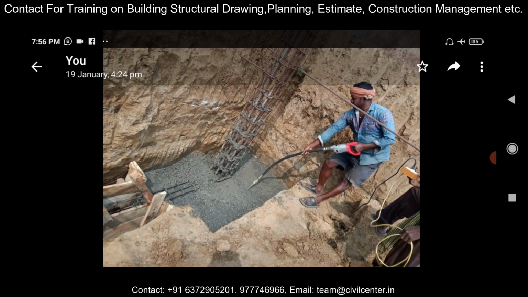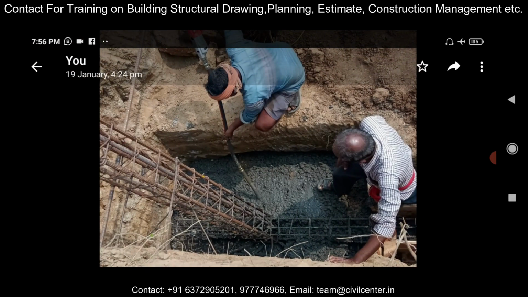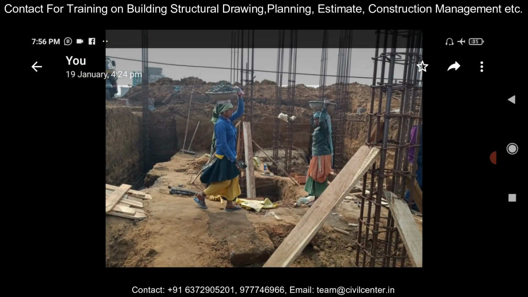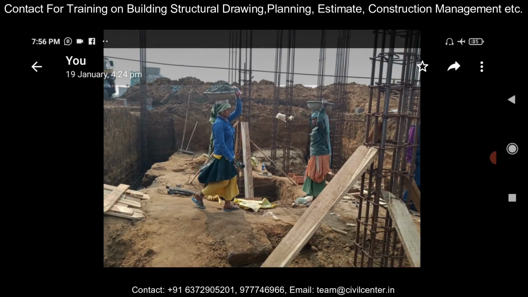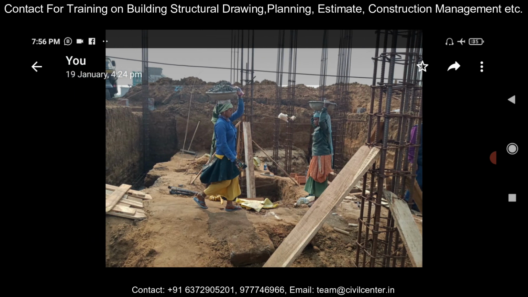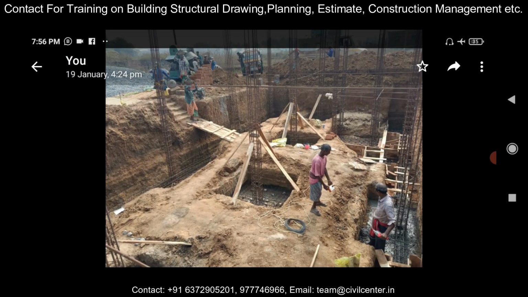They are using vibrators here. And while the laborers pour the concrete, it should be ensured that it is not poured from a height above 1.5 meter. You shouldn't place it or throw it from a higher height, which can result in segregation. So you should ensure this is poured at a height of 1.5 meter.